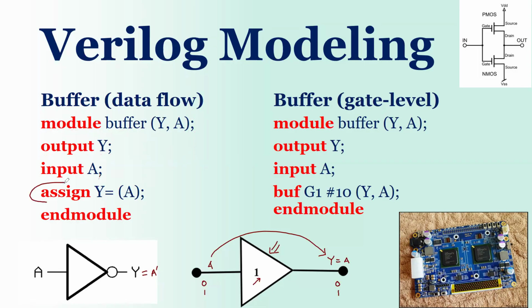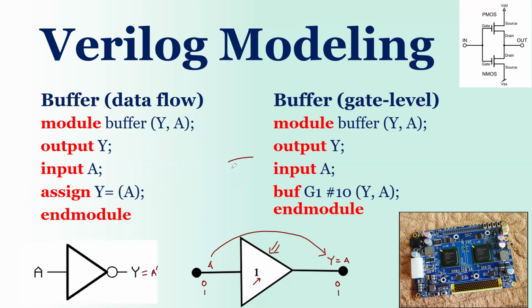And the most important part is this, use this syntax. I use the keyword assign where output is assigned the input A here. I don't need to use parentheses here, okay? I can simply write Y is equal to A and then semicolon. So you have that. And finally, end module. So that's it. You finished your code for the buffer circuit using data flow modeling.